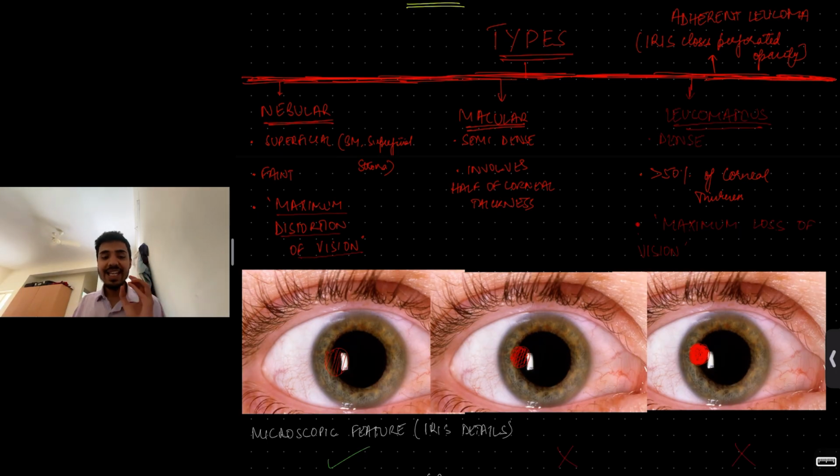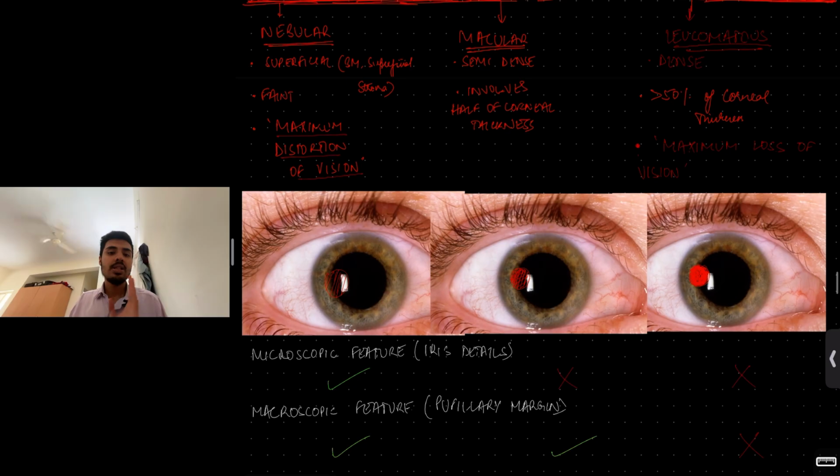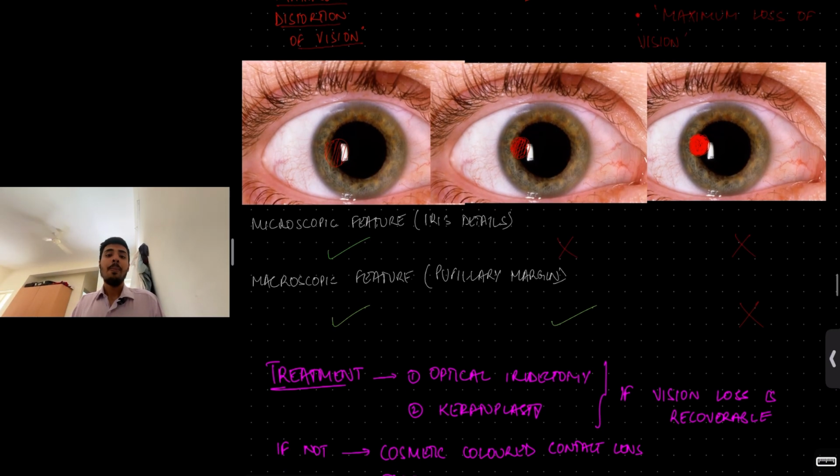How do we clinically differentiate between the three? Nebular, macular, and leukomatous are the three most important. When you look at an eye, you can see microscopic features like iris details, the pattern of the iris, the color, etc. And some macroscopic features like the pupillary margin. This is the pupillary margin.